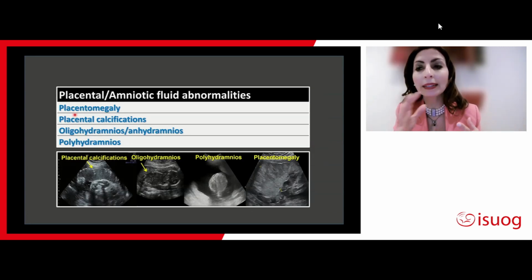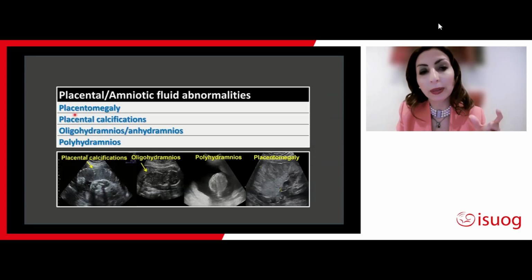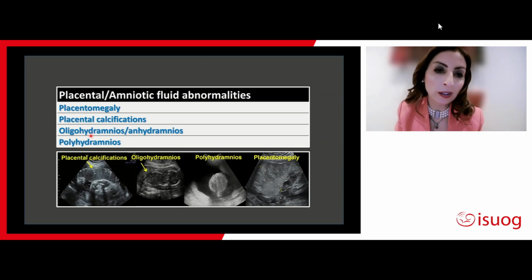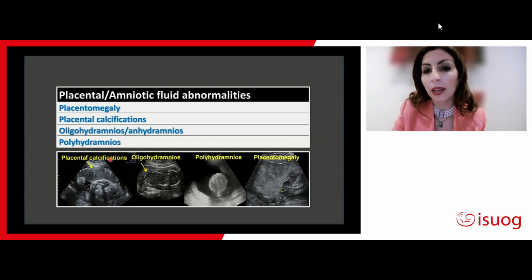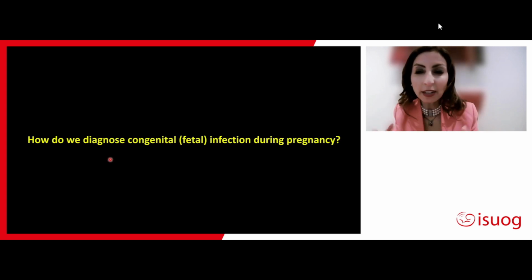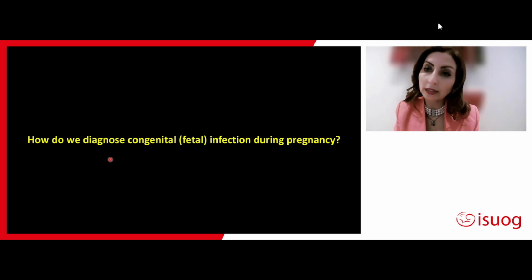The placental or amniotic fluid abnormalities: you can have placentomegaly, you can have calcification in the placenta, oligohydramnios, sometimes even anhydramnios, like what I showed you before. So if you have any of these features, don't forget to test for infections.